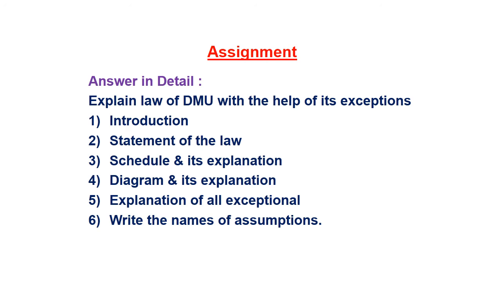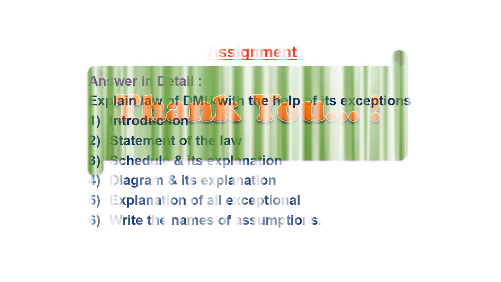Number 3 is the marginal utility schedule and its explanation. Number 4, you have to draw a diagram with the help of the marginal utility schedule and you have to explain what the assumptions of the graph are. Number 6 is you have to explain all exceptions one by one. And finally, you have to write the names of assumptions only, no need to explain them. Okay, understood how to write down the answer for an essay type question? Yes. Thank you for listening to my video lecture.